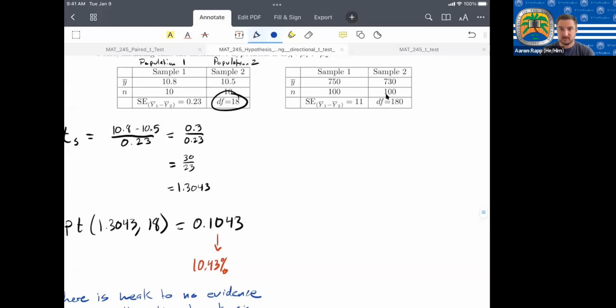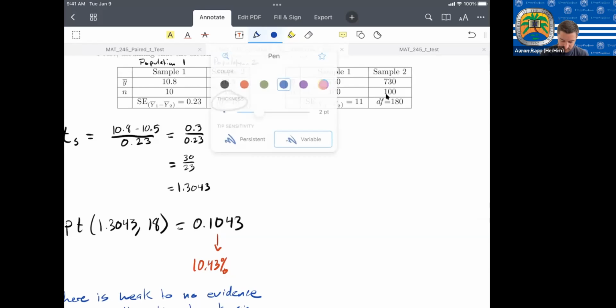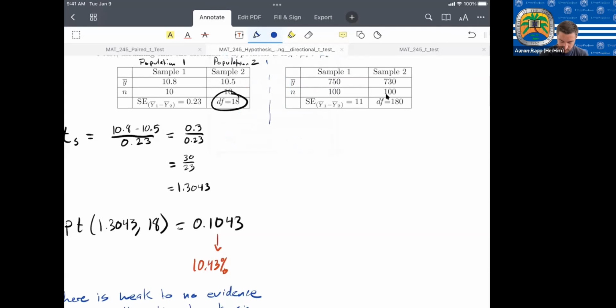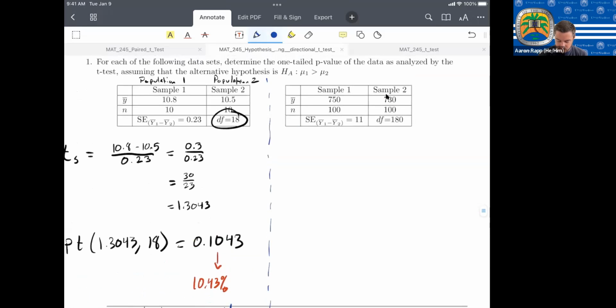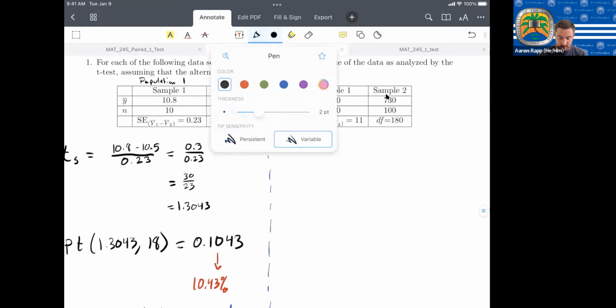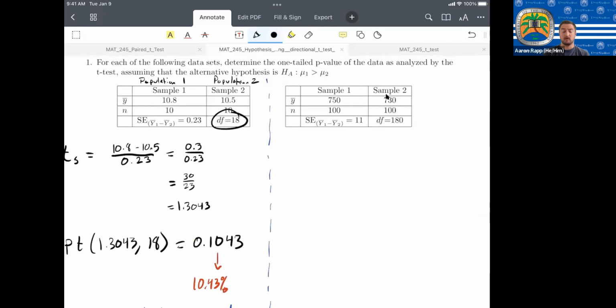So just a second example going through all of this. Same alternative hypothesis. We're going to be wanting to find evidence for mu1, so population mean from the first population greater than the mean from the second population. And what we have here is a sample size of 750 coming from the first population, a sample mean of 750 coming from the first population, and a sample mean from the second population of 730.